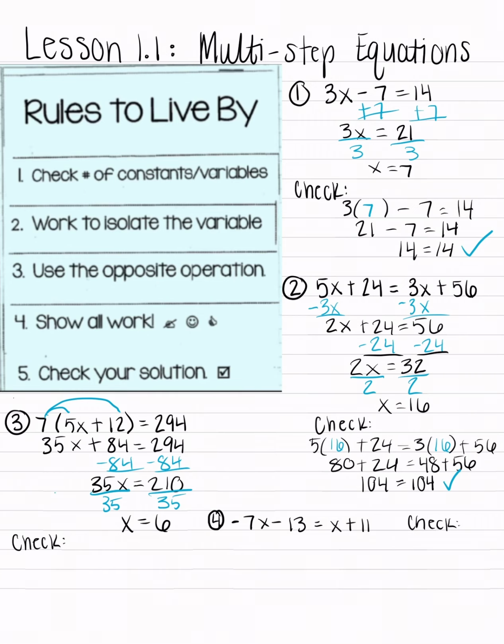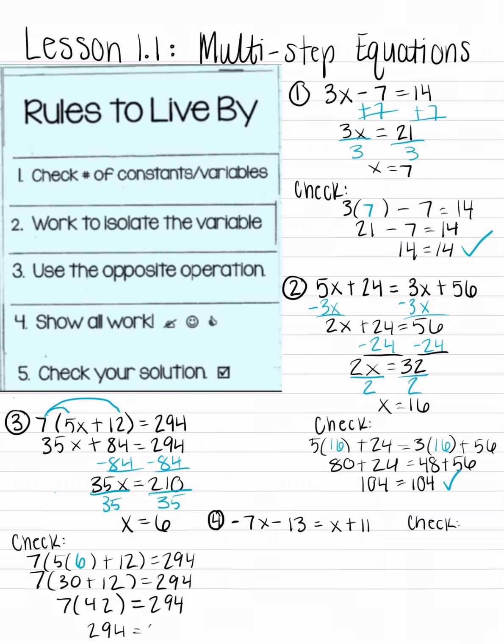Let me scooch that over, sorry. Okay, 7 times 5 times 12. So now we just need to make sure when we plug in x is 6, that gives us 294. So 7 times 30 plus 12. So then 7 times 42. And 7 times 42 is 294. So yes, that works. That means we did this correctly. Okay, so again, if you get the wrong thing, that means you messed something up on the equation, okay?